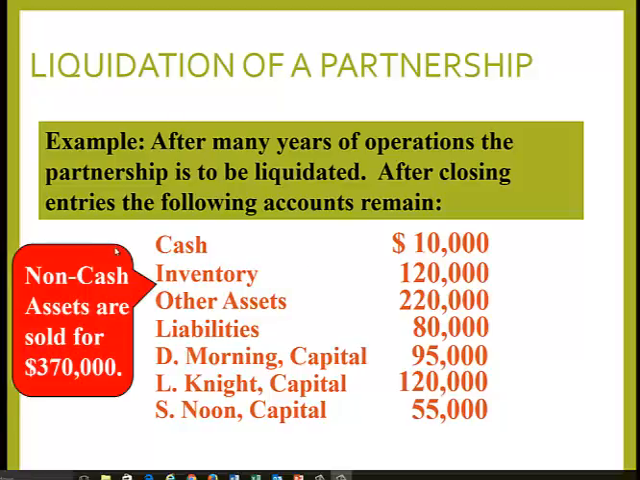So remember, the first step in the liquidation process is to sell all your non-cash assets. So here we have inventory and other assets as our non-cash assets, and these are sold for $370,000. Notice that inventory has a debit balance of $120,000 and other assets has a debit balance of $220,000. So let's look at the journal entry for the sale of these assets.